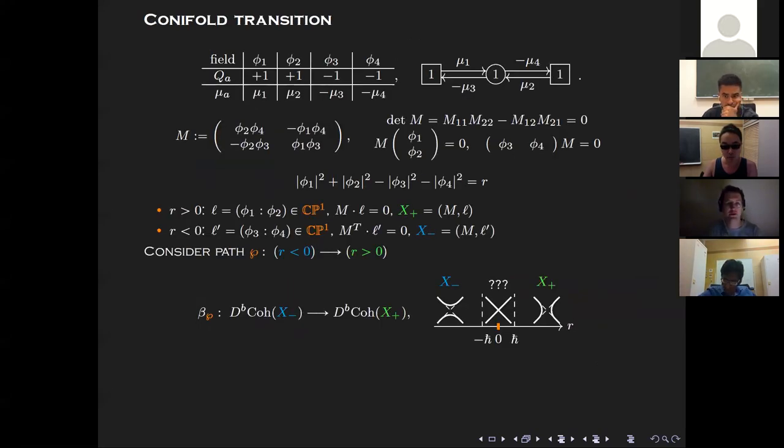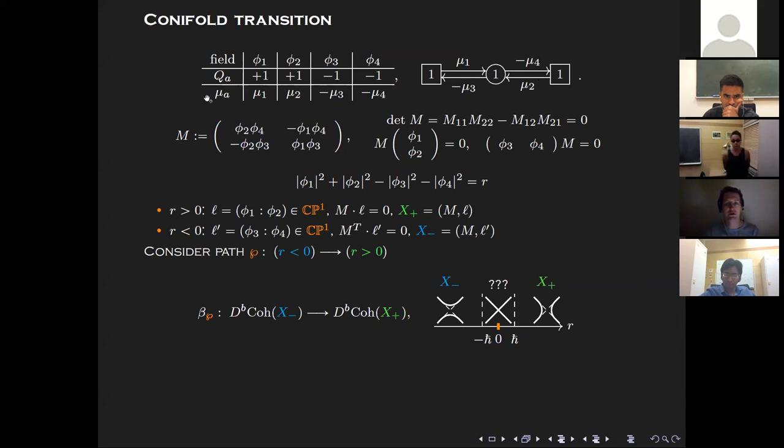We move to our next example. The next example is a conifold transition. It's again an abelian gauged linear sigma model. In this case, I have four chiral fields. I split them into groups, one charged positively, another one charged negatively, or I could briefly encode the matter content of my theory in this quiver.